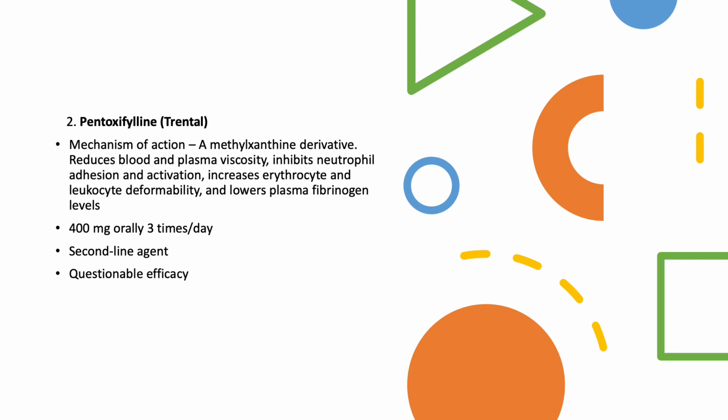Apart from that, we also have another agent called pentoxifylline, or the brand name is Trental. It's a methylxanthine derivative. It reduces blood and plasma viscosity and hence inhibits neutrophil adhesion and activation, increases erythrocyte and leukocyte deformability, and lowers plasma fibrinogen level. You can give it 400 milligrams 3 times a day, and this is a second line agent, and it has questionable efficacy. That means if we've already started with cilostazol and it's not working, then it's good to give it a shot with pentoxifylline.